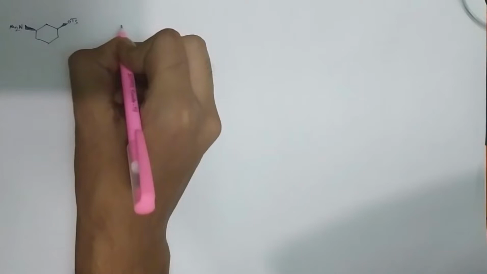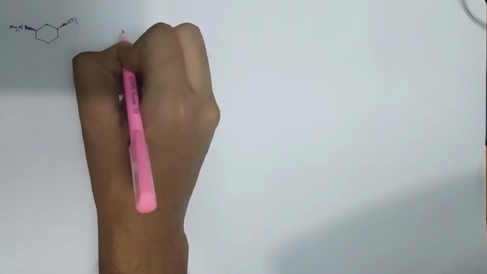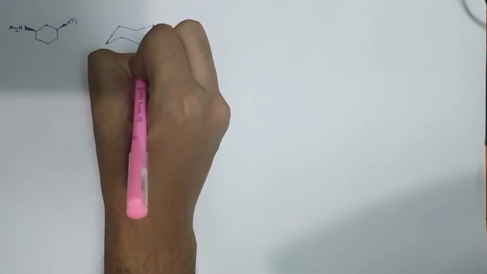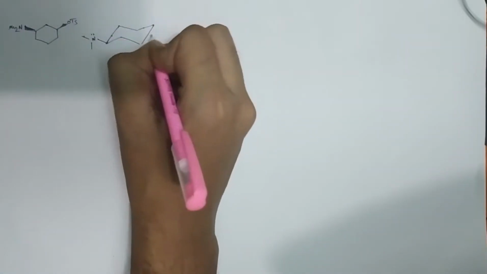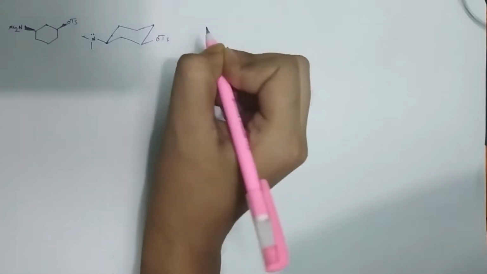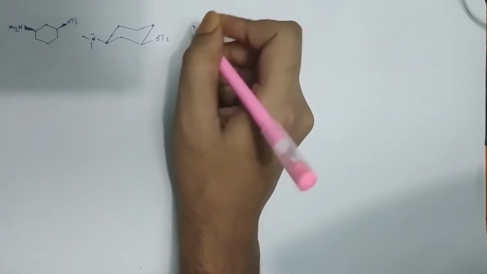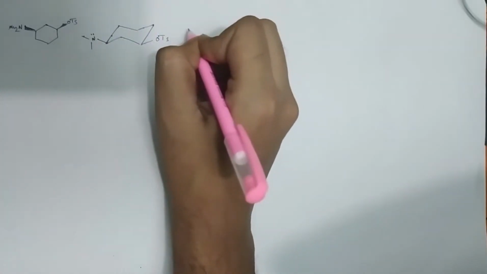Write the chair conformation of this. So let's draw. This is up, above. This is also above. So we get this. Another conformation will have both the groups in the axial form, but I will not draw that, because both will be in the axial form.